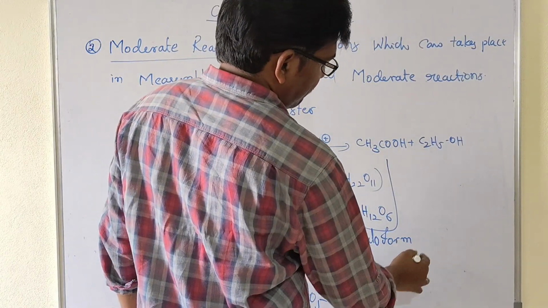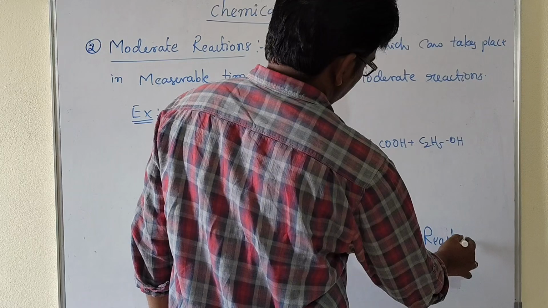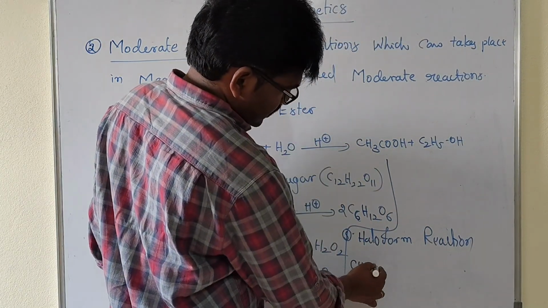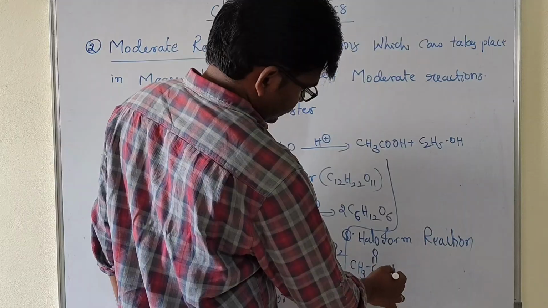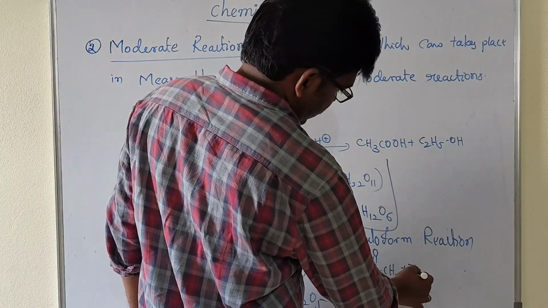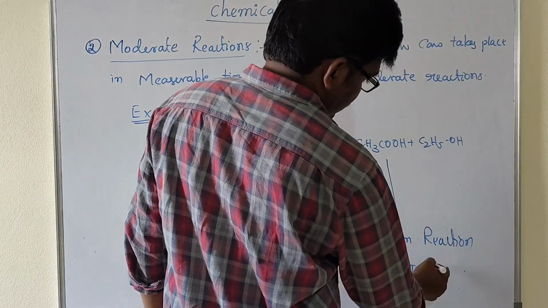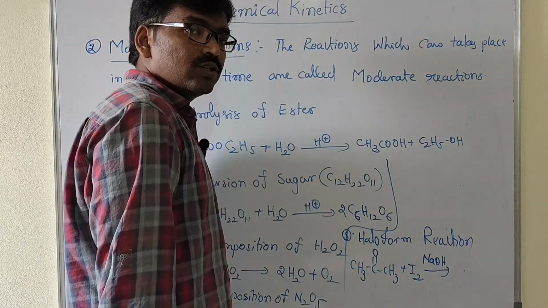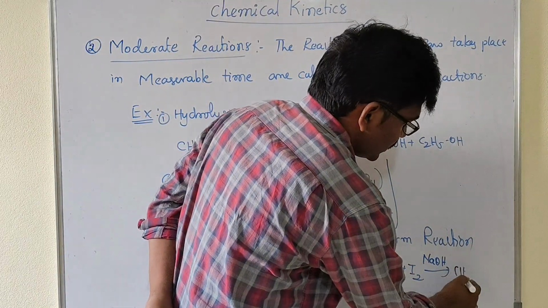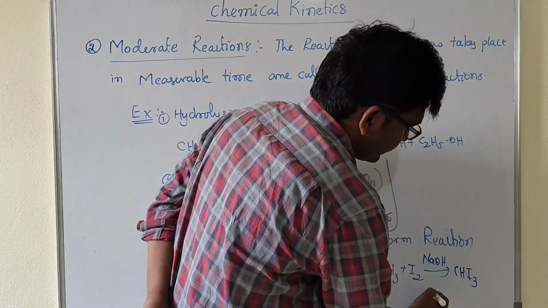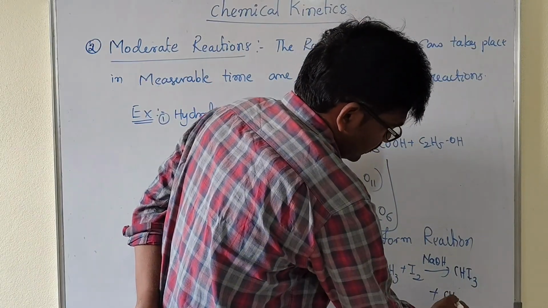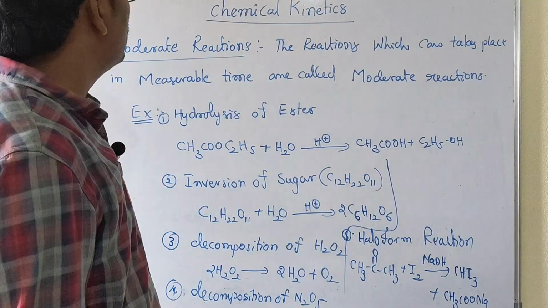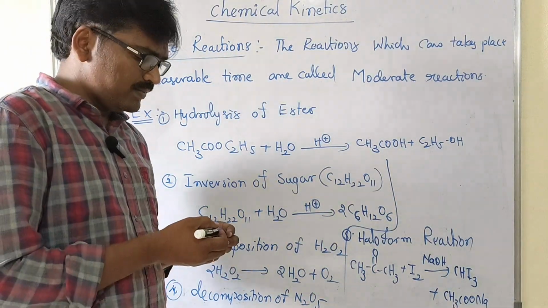We call it the haloform reaction of propanone, that is CH3COCH3. This is propanone, right? When it is treated with iodine in the presence of a base, NaOH or KOH, it will be converted into CHI3, iodoform, plus CH3COONa. So all these reactions are examples of moderate reactions.